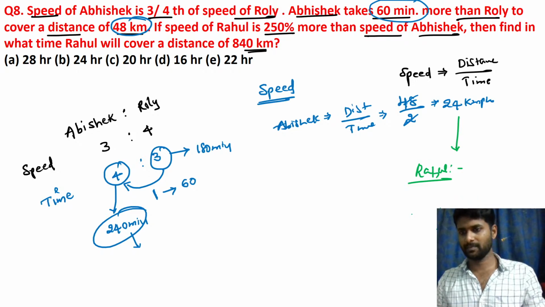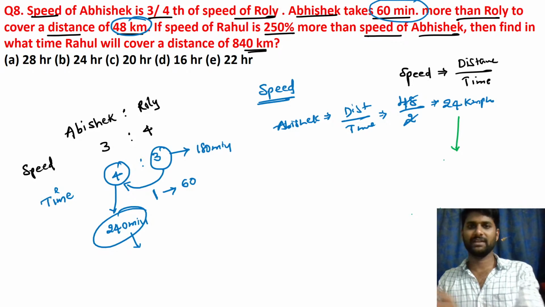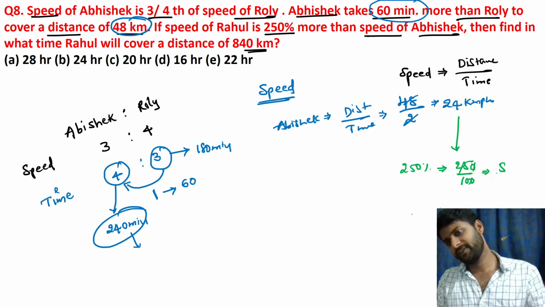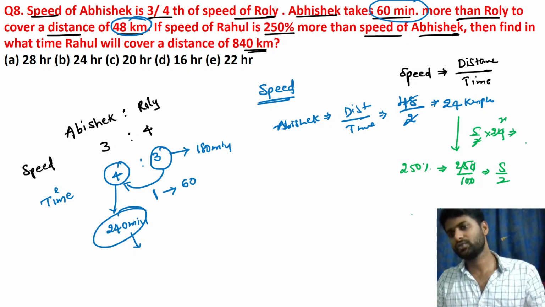Otherwise, if you feel difficult in this way to divide it as 100%, 100% or 50%, you can do one thing. 250% means 250 by 100. 250 by 100 value becomes 5 by 2. See, 5 by 2 into 24. That is exactly 12 twos, 12 into 5 is equal to 60 kilometers extra. So the overall value becomes 60 plus 24.